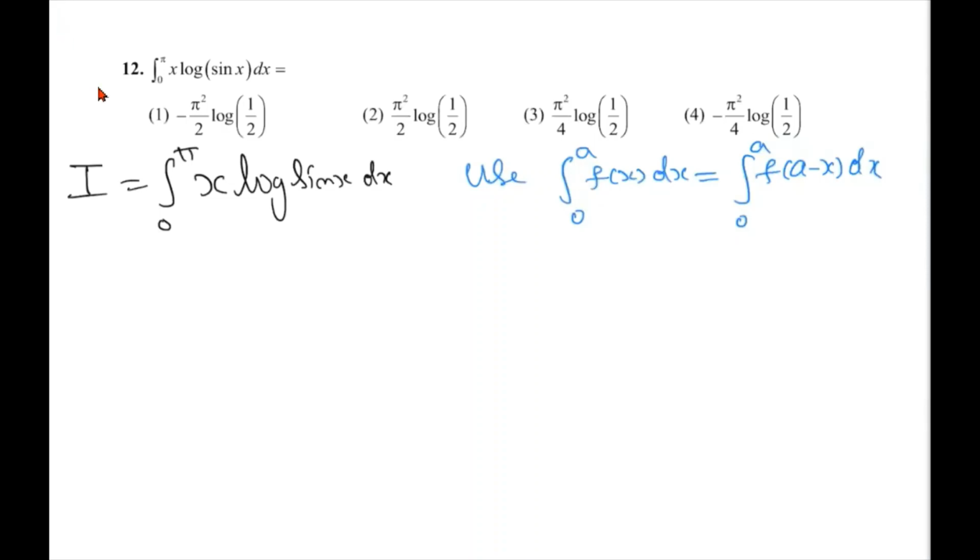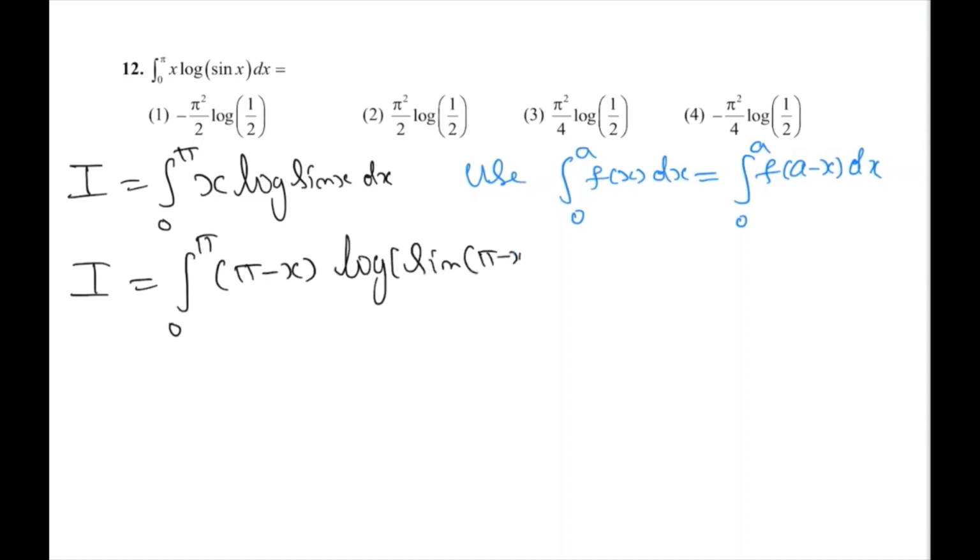Question number 12. Integral from 0 to pi of x log of sin x. Let us take that as I and use this identity: integral 0 to a of f of x dx is integral 0 to a of f of a minus x dx. Wherever x is there, replace it by upper limit minus x. So this becomes integral 0 to pi of pi minus x times log of sin of pi minus x.